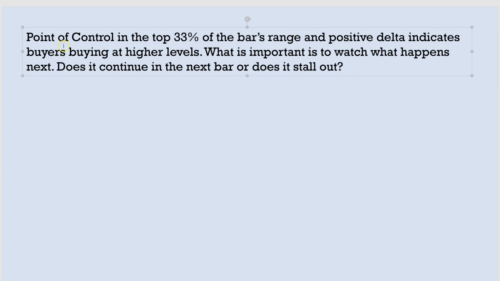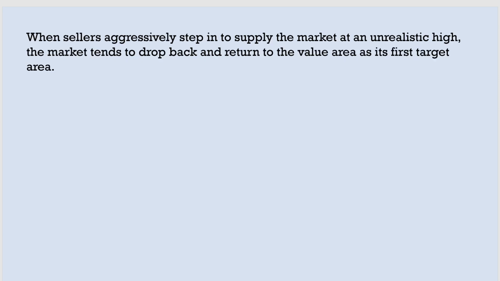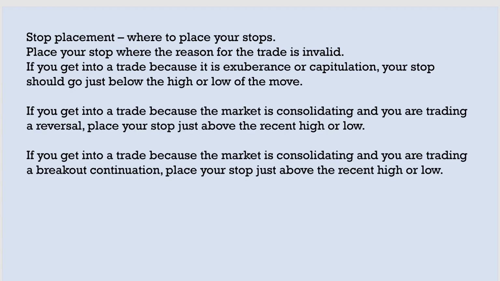For a bearish sign, obviously you'd be in the top 33%, and the next bar would be below the point of control in a red candle. But flip it over for a market selling off: point of control in the bottom 33% with negative delta means sellers in control. So just a few things to highlight. When sellers aggressively step in to supply the market at an unrealistic high, the market tends to drop back and return to the value area as its first target area.